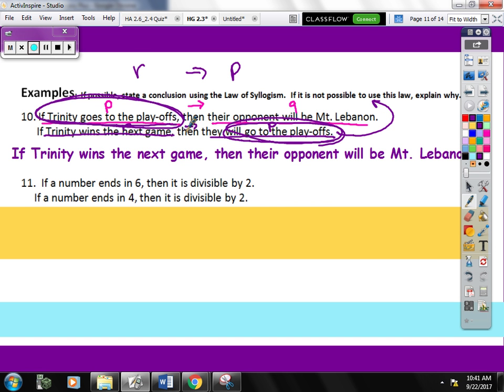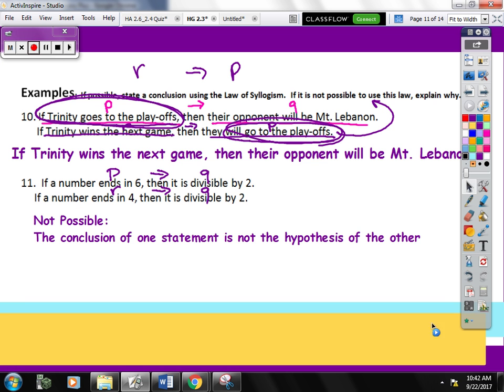Okay, the next one, if a number ends in 6, then it is divisible by 2. So we'll have P arrow Q. If a number ends in 4, that's different, I'll call it R, then it is divisible by 2. That's Q. So I have P arrow Q, R arrow Q, that doesn't work. R arrow Q, P arrow Q, not possible. You never have the ending of one matching the beginning of the other, so this is not possible. Very good.